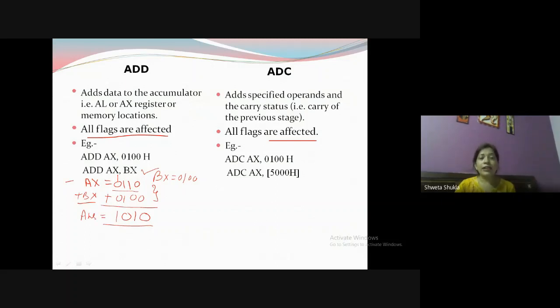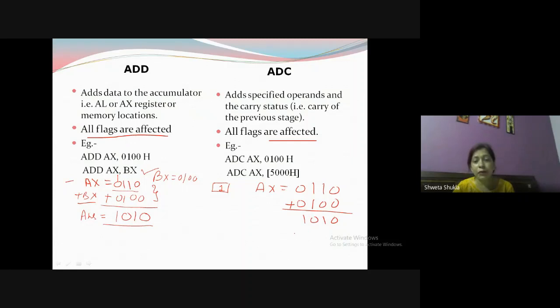Now let us suppose we are dealing with ADC, that is, add with carry. Add with carry means there is a carry flag which is actually high, or you can say which is 1. So you have to add this carry in this particular instruction. We are taking the same example. Let us suppose AX is equal to 0110. Then what is going to happen? We will add 0100 to this and we will get the answer 1010, as we have already got.